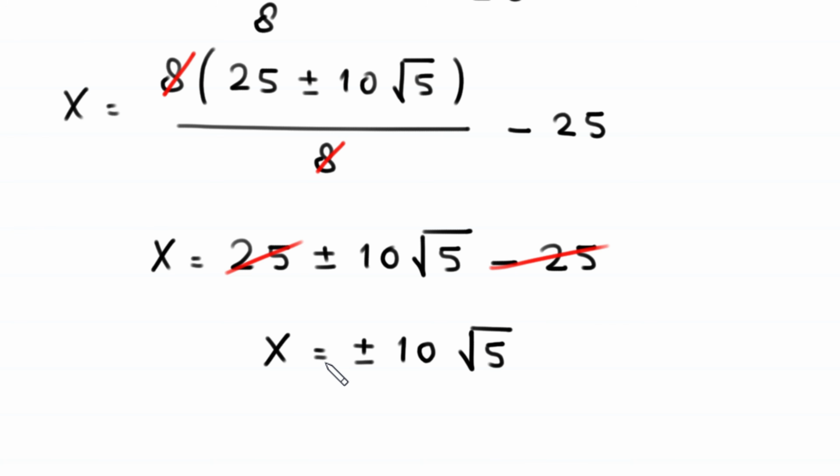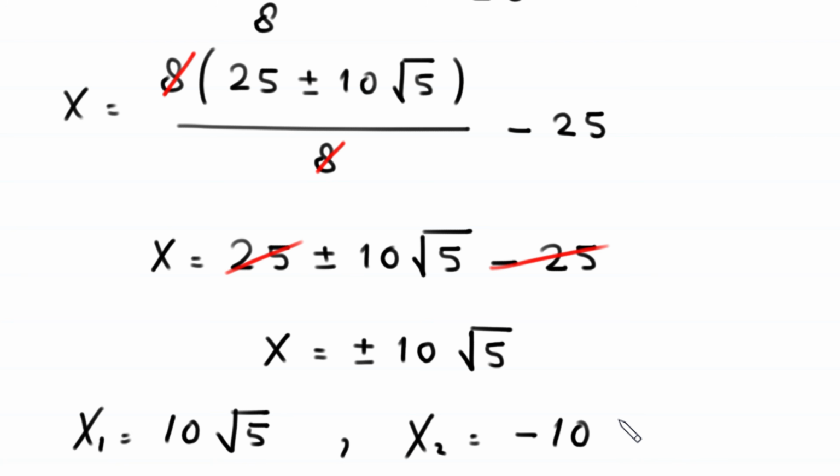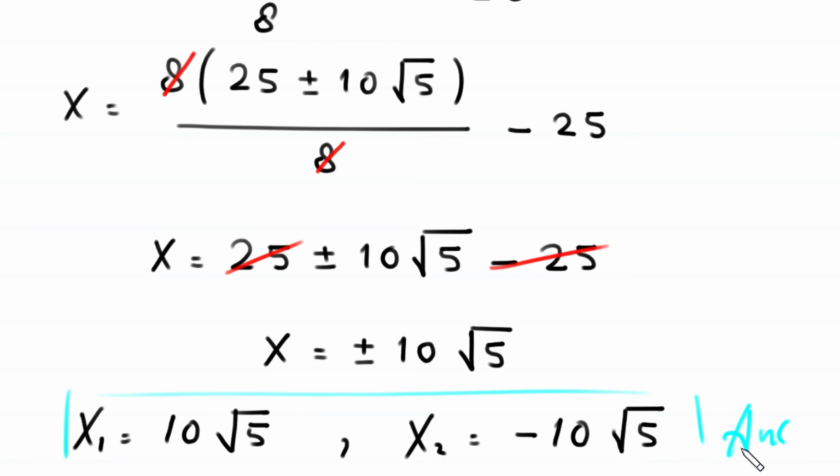It means that we have two solutions for this equation. X1 is equal to 10 times root 5, and second is equal to negative 10 times root 5. So these are the two solutions for this equation. This is the final answer of this problem.